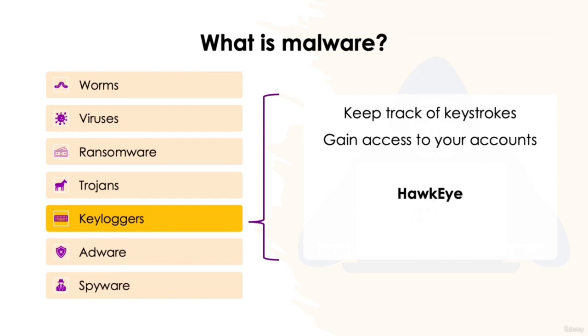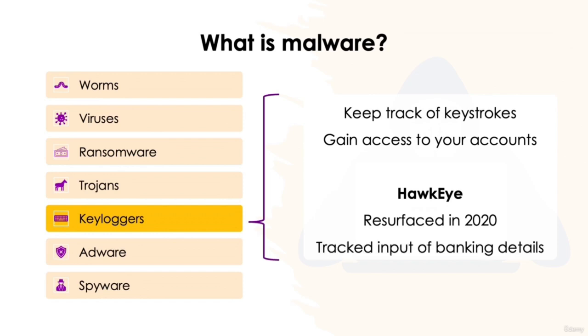A very common keylogger malware called Hawkeye has been making headlines again recently, having resurfaced during the COVID-19 pandemic. It saw fake emails impersonating the World Health Organization encouraging users to download an attachment with important COVID-19 vaccination details. Once clicked, it installed a keylogger which tracked inputs such as banking details, which were uploaded to a remote server for hackers to access.